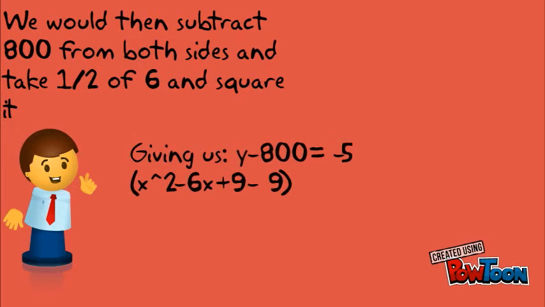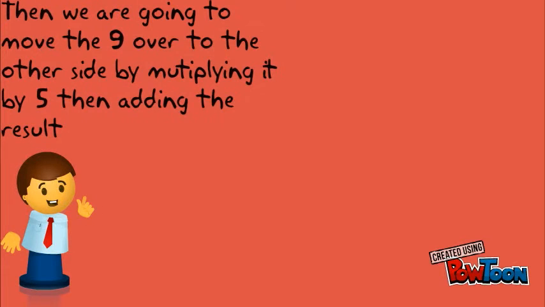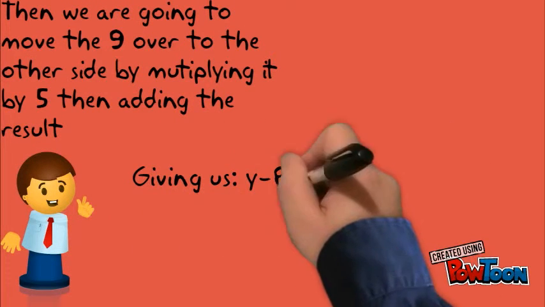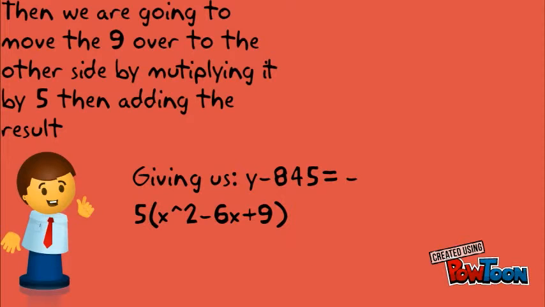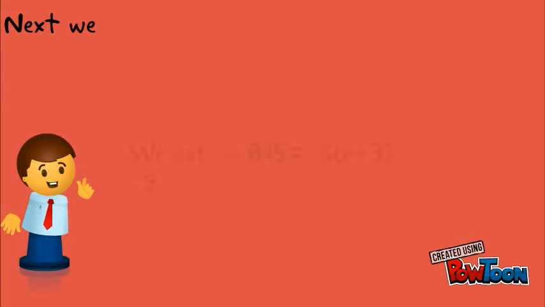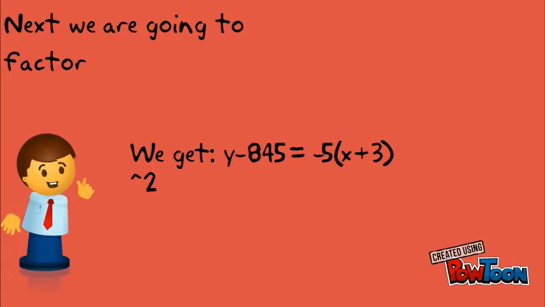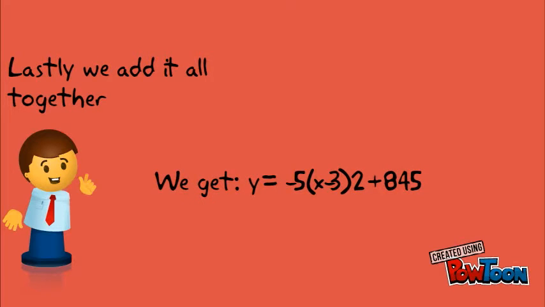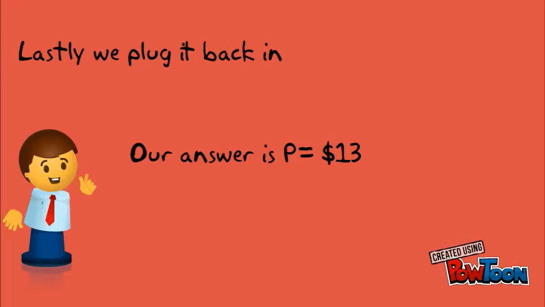Then we would subtract 800 from both sides and take half of 6 and square it. This would give us 9. Then we're going to move the 9 over to the other side by multiplying it by 5, then adding the result. Next, we're going to factor the equation. Lastly, we're going to add it all together and plug it back in. And then we get our final answer, which will be $13.